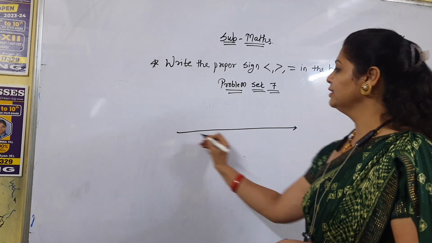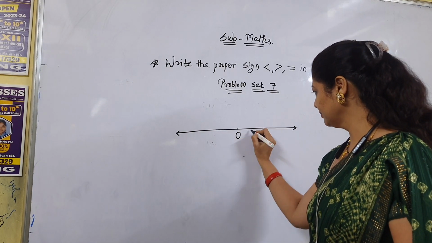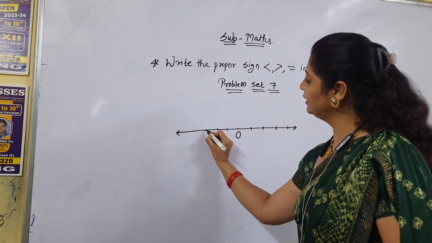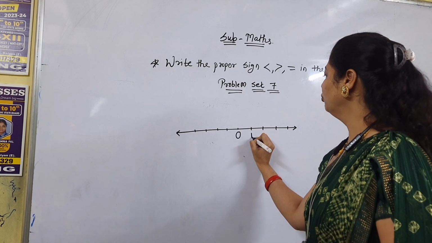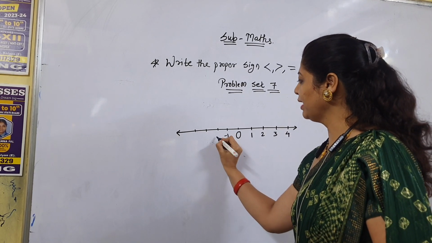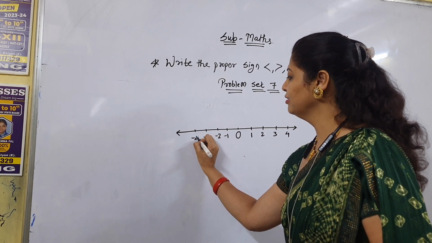Everyone pay attention. See children, this is our number line. This is our center. Positive numbers are here, and in the same way negative numbers are also here. 1, 2, 3, 4. Negative numbers -1, -2, -3, -4.